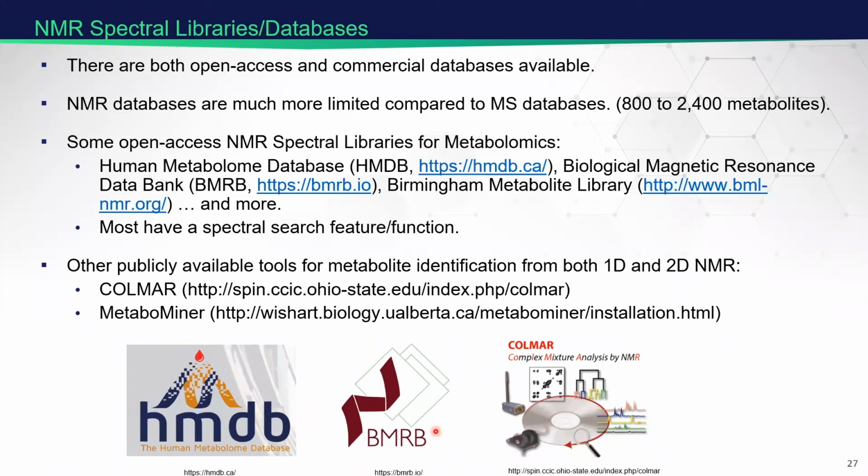There are some open access NMR spectral libraries for metabolomics. There's actually quite a few. Some of the most popular ones are the HMDB or the BMRB, but like I said, there are more. These databases usually have some limited spectral search feature or function, and then others, like COLMAR, have quite robust and extensive search functions for 1D and 2D data. And I'll show you an example of a COLMAR search coming up.